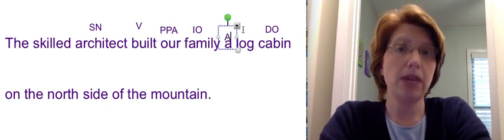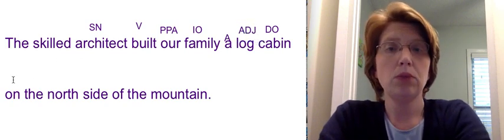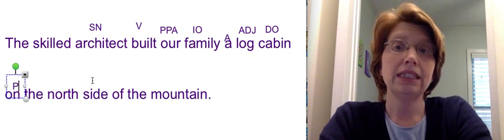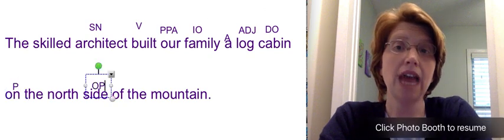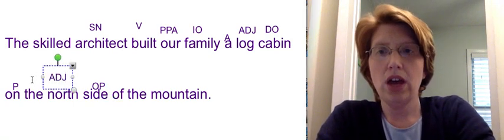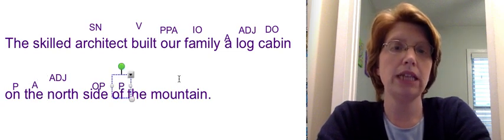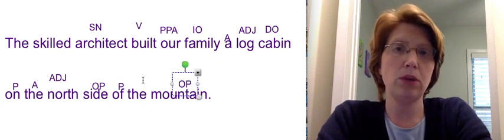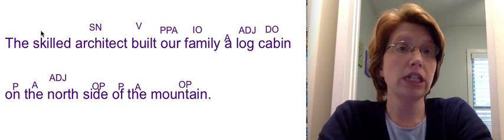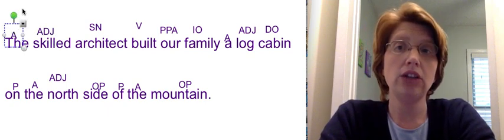A, article adjective. What kind of cabin? Log, adjective. On, preposition. On what? Side, object of the preposition. Which side? North, adjective. The, article adjective. Of, preposition. Of what? Mountain, object of the preposition. The, article adjective. What kind of architect? Skilled, adjective. The, article adjective.